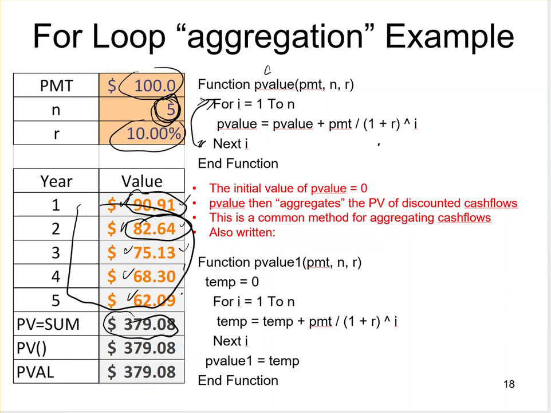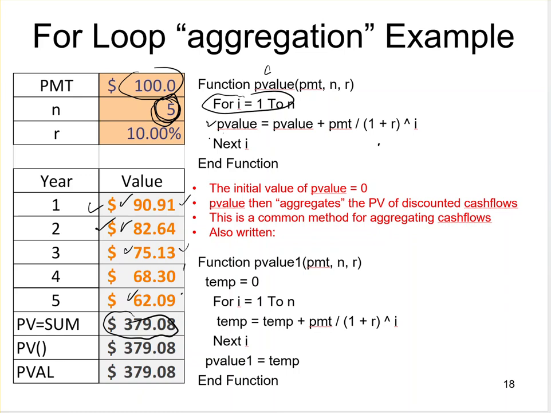Then it's going to do next I. It's going to come back to the for statement, set I equal to 3. It's going to then say p-value is equal to p-value, which is the $173 or so, the sum of the first, plus the present value of this third payment, 75. So you can see how this program works. Let me kind of give you an idea how the actual structure works. It's going to set I equal to 1, execute the line of code. Next I, set I equal to 2. So it's going to go through this 5 times, setting I equal to 1, then 2, then 3, then 4, then 5, and then executing this line of code.